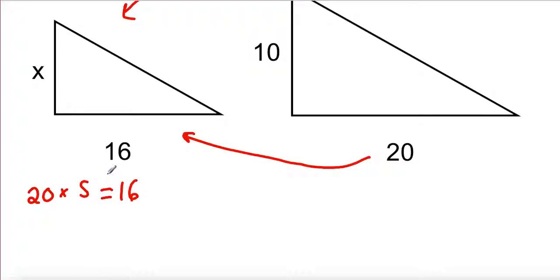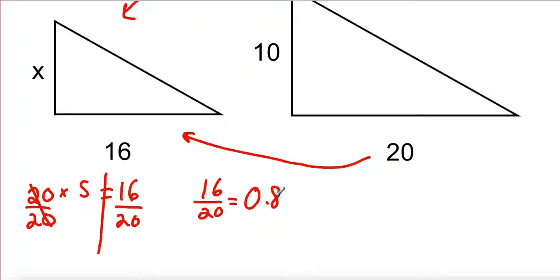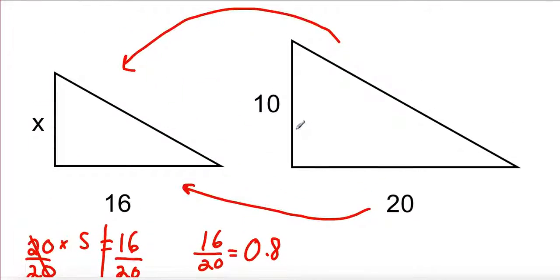I'm going to divide both sides by 20. 20 over 20 cancels out. 16 divided by 20 gives me a scale factor of 8/10. So 16 over 20 is equal to 8/10. So I know that I'll have to multiply 10 by 8/10. Now when I do that, 10 times my scale factor of 8/10, I'll get an answer of 8. So my missing side is 8 units long.